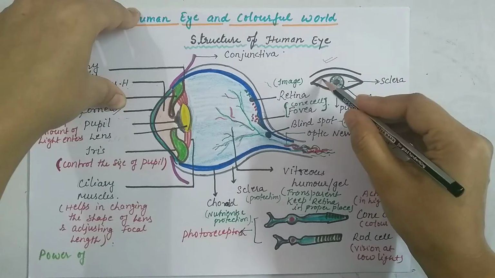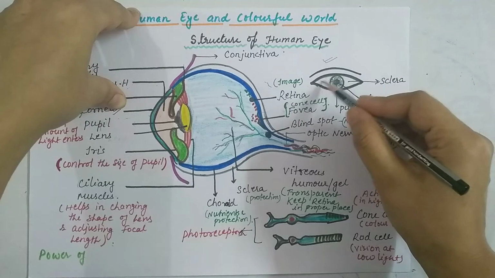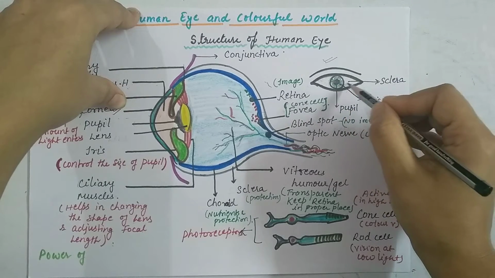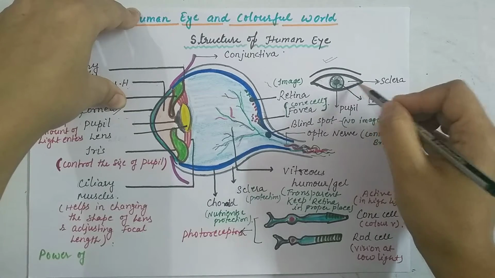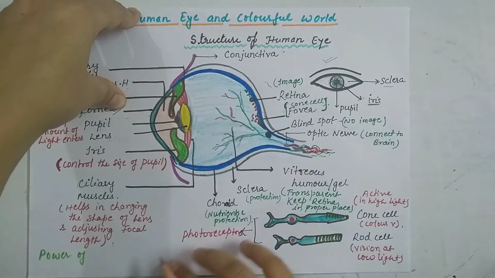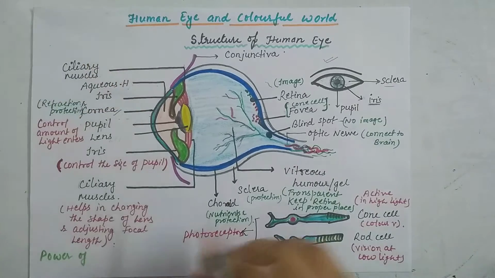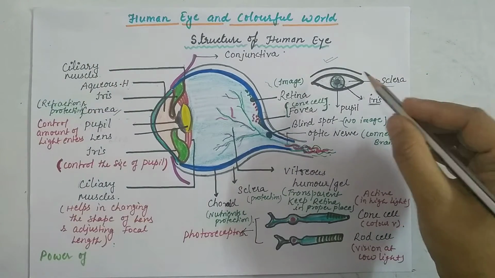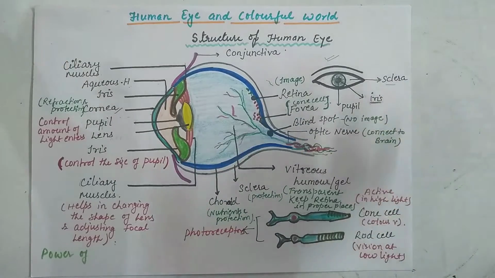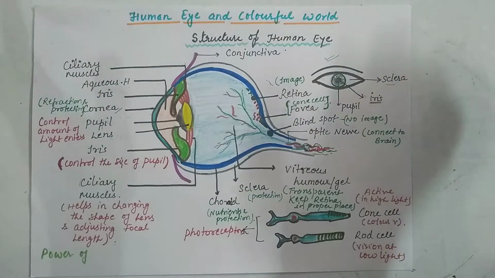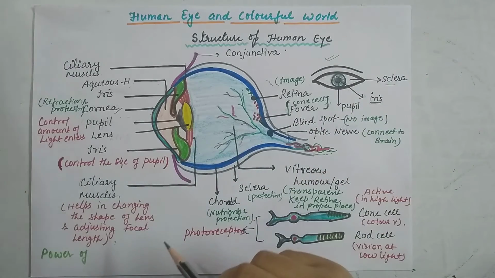And the white part present in the eye is called the sclera. So basically when you observe any eye, you observe these three things. But the human eye contains lots of parts. So let's see the basic structure of the human eye.